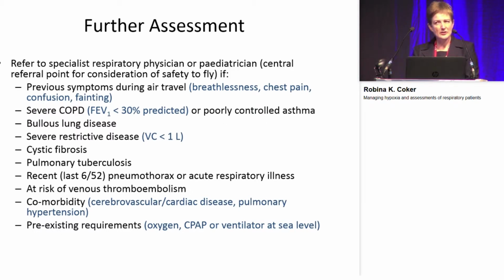Patients who've been diagnosed with TB, and I'll talk a bit more about that later. Patients who've recently had a pneumothorax or acute illness, or who are at increased risk of venous thromboembolism. And also patients with comorbidity, which will be worsened by hypoxemia, particularly cerebrovascular or cardiac disease or pulmonary hypertension. I'll talk a bit about that in a moment. And those who have pre-existing requirements for oxygen, CPAP, or ventilation at sea level.